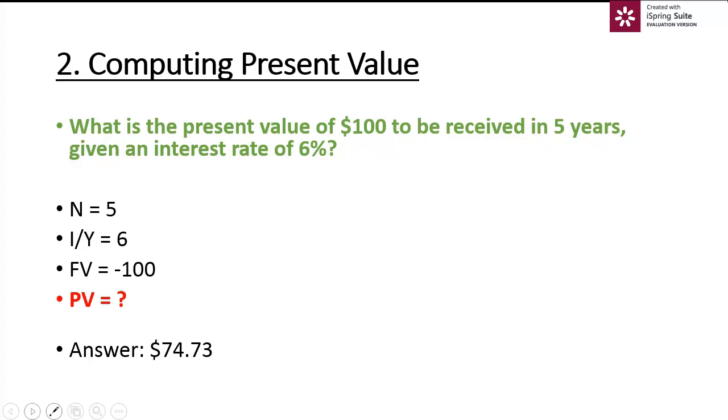The second question asks us to compute the present value. Let's read the question first. What is the present value of $100 to be received in 5 years, given an interest rate of 6%? From this question, the number of periods is therefore 5, the interest rate 6, and the future value minus 100, because we pay money and not receive it. In other words, because it goes out of your pocket, it is a minus for you, and hence minus $100. The present value of these conditions will then be $74.73.